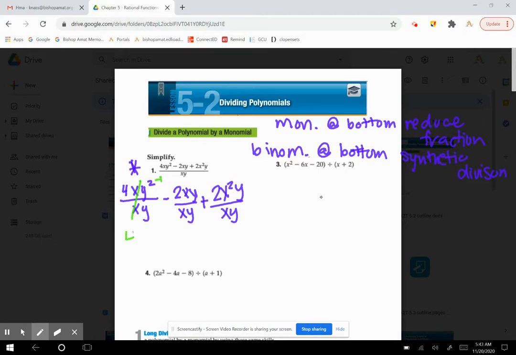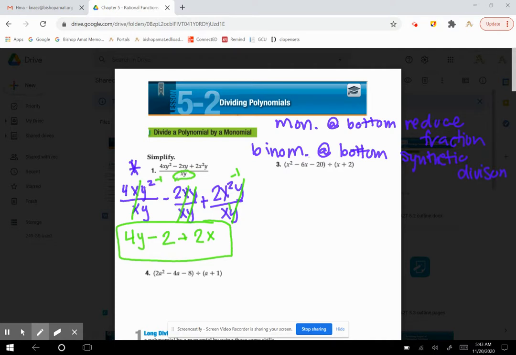So we get 4y. Next, the x's cancel out. The y's cancel out. So we just have a 2. And this last one, the y's cancel out. The 1 comes up here. So you have plus 2x. And this is your answer. Again, this is when you have a monomial on the bottom, just one term.